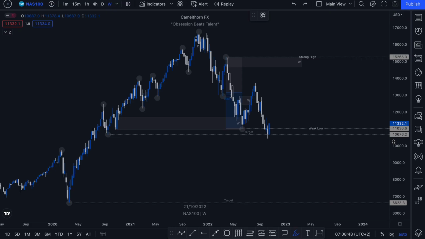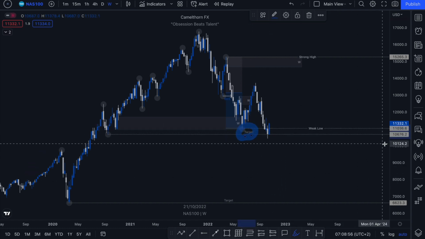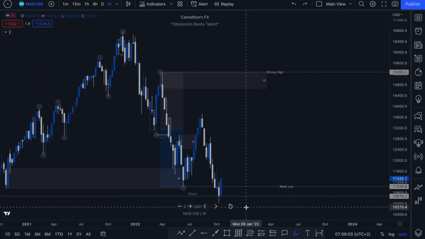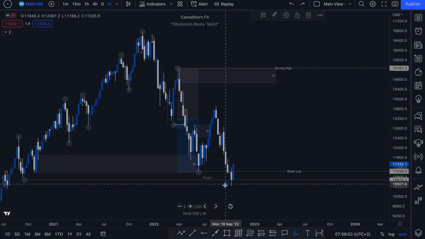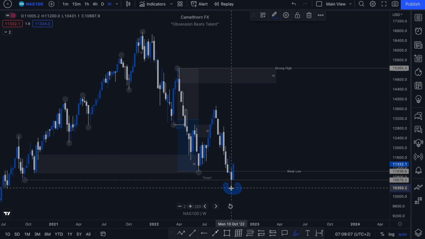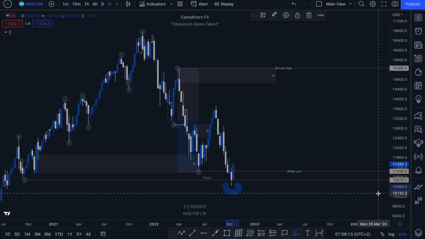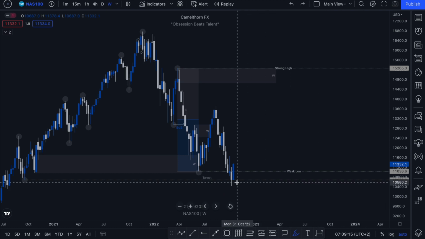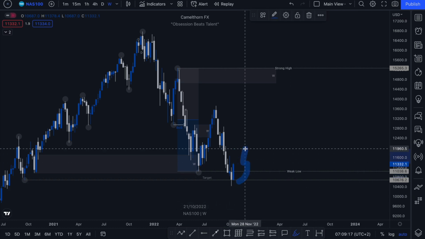Okay, now we're going to dive straight into the analysis here, and we're going to start off on the weekly chart. And as you can see, price action ended up reaching our target of 10676.2. Not only did price action reach that target, but you can actually see that price action is respecting that target, with this particular candle closing just above the 10676.2 level before giving us a really nice strong bullish reaction.